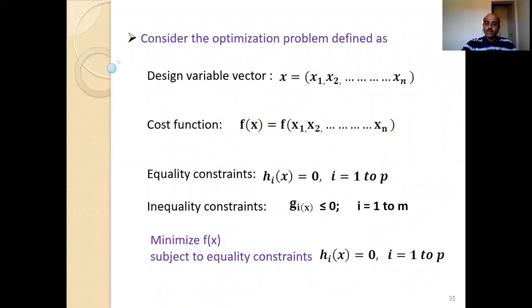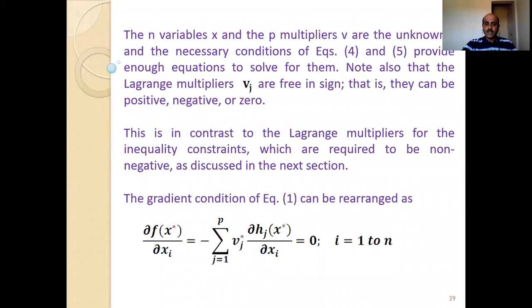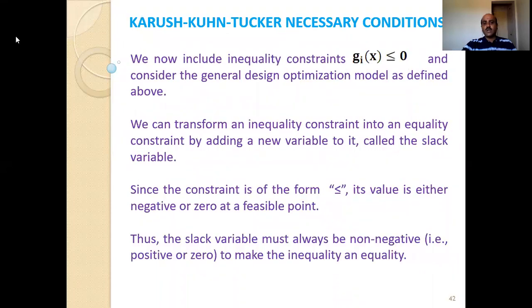Okay. So now we are going to discuss the necessary condition, which we generally call the KKT conditions. This is what I wanted to discuss at the beginning. These are the Kuhn-Tucker conditions. So now we include the inequality constraint Gi of x less than or equal to 0 and consider the general design optimization problem as defined above.